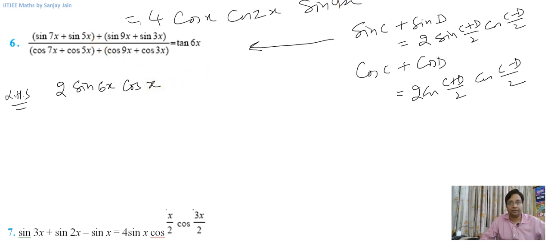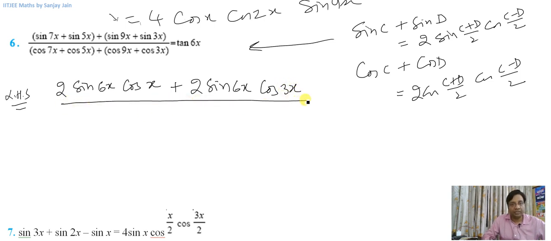Okay, and I'll apply the same formula here. So 2 sin (c plus d) by 2, 12x by 2 is 6x, cos, their difference is 6x, by 2 will mean 3x. Right, in the denominator I'll apply the formula here. You need to apply these yourself, right? You may get confused when I do it very fast.